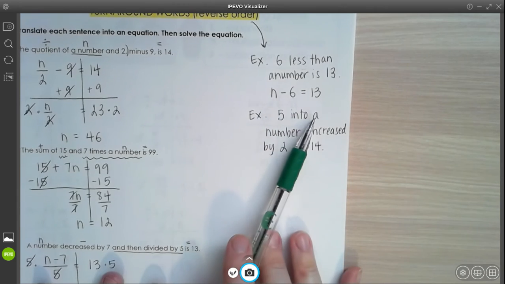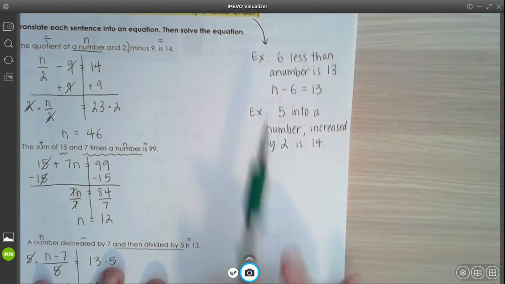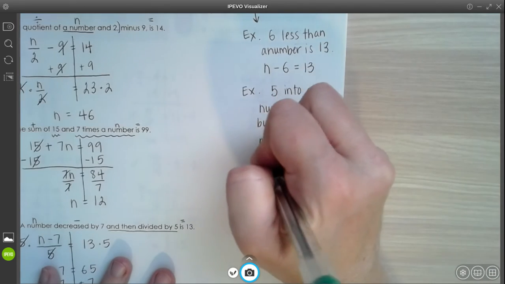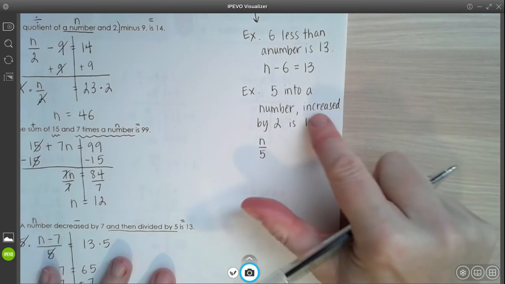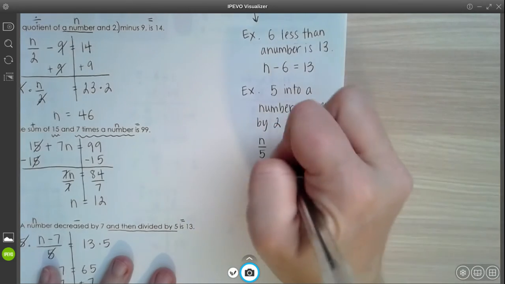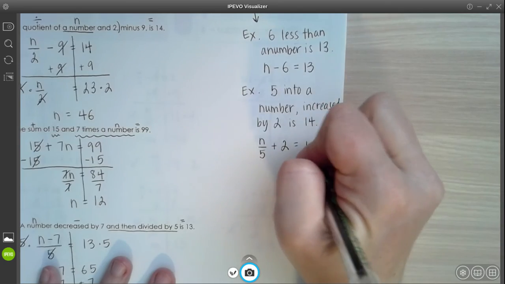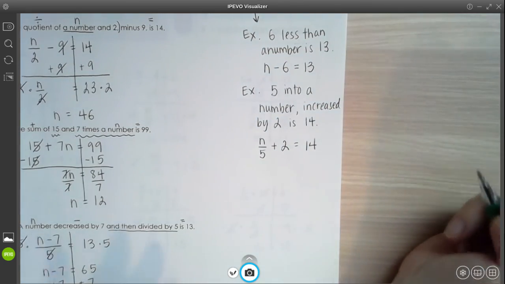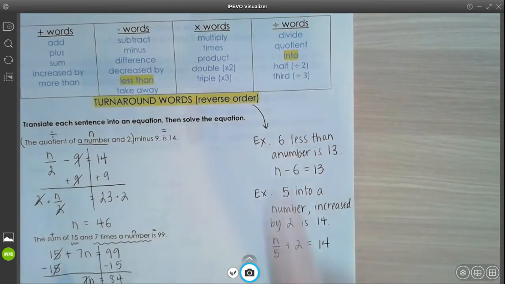So instead of 5 divided by n, we're going to turn that around and do n divided by 5. And that needs to get grouped together. So n divided by 5 goes by itself. And then it says increased by 2 after that. So I'm going to add 2. Is means equals, and then we have 14. Okay, so I hope that gives you some insight into how to use those turnaround words.